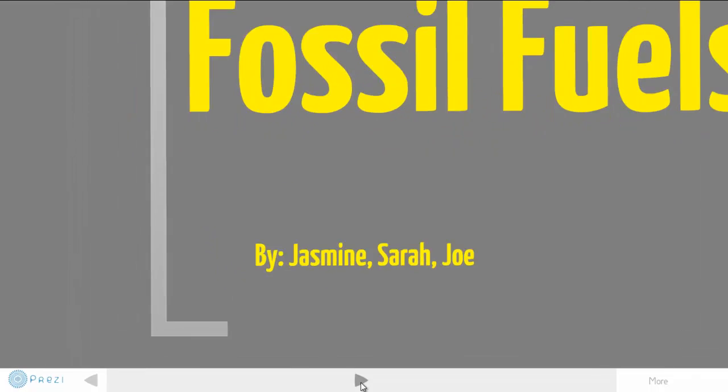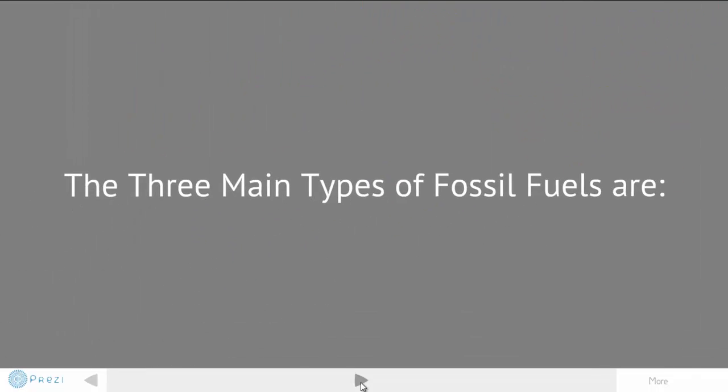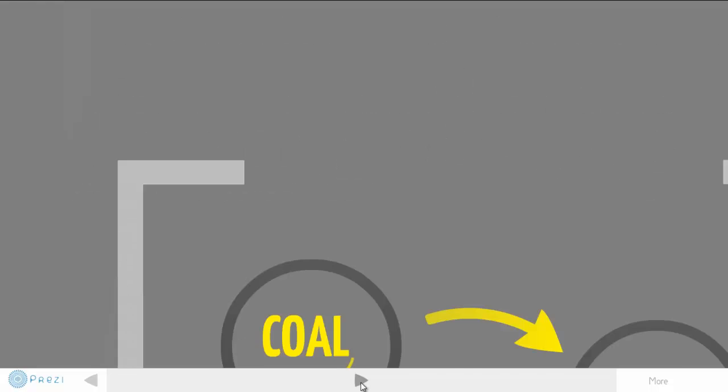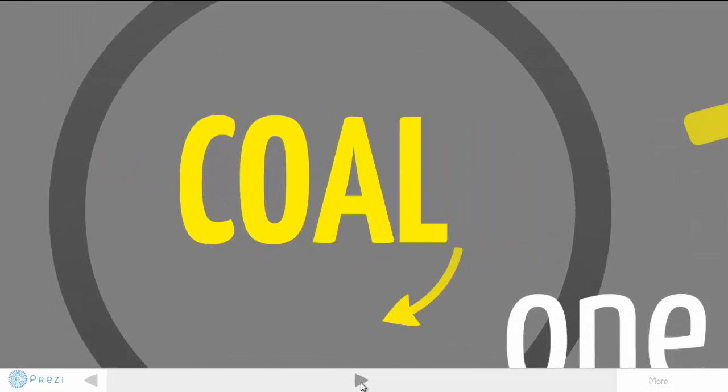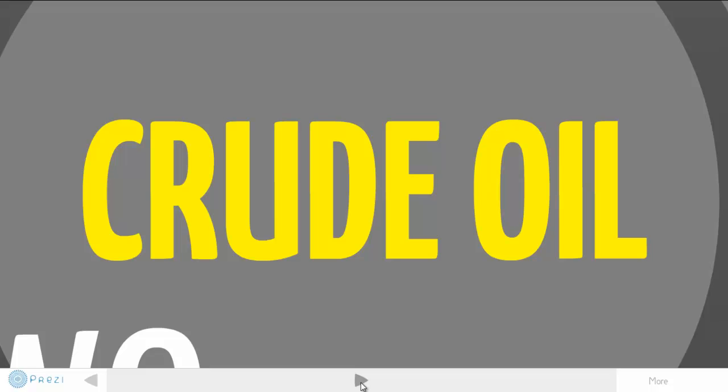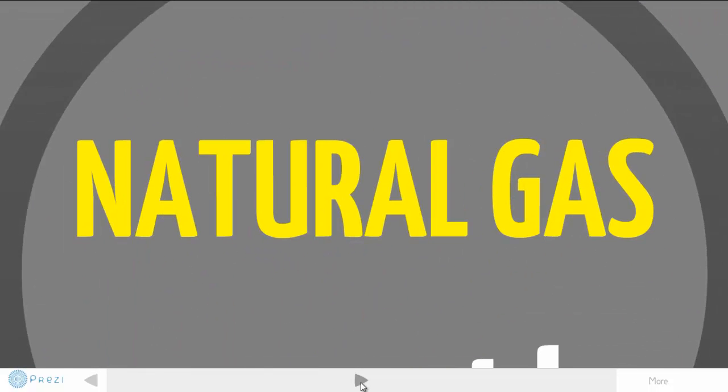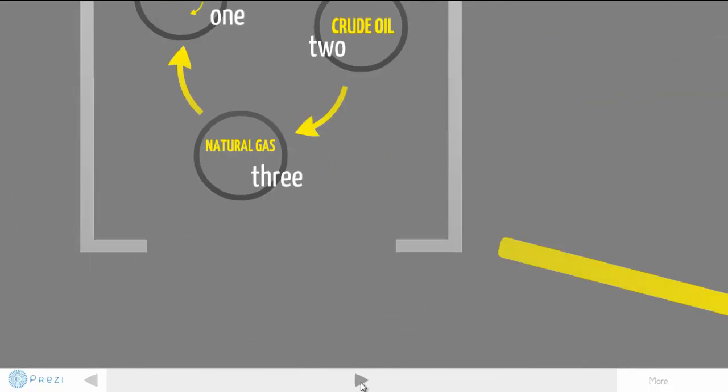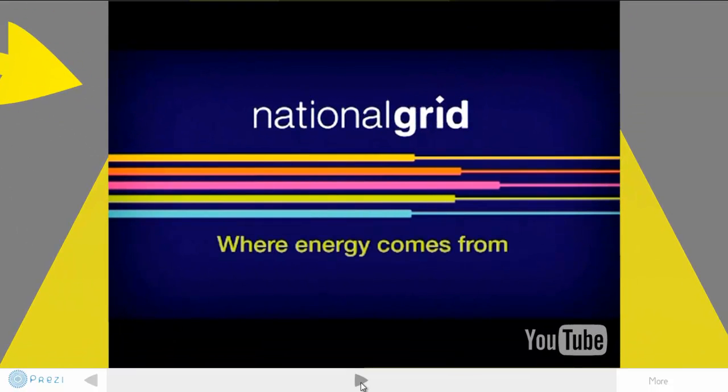Fossil fuels. The three main types of fossil fuels are coal, crude oil, and natural gas. Now let's see how they're made. Where energy comes from.